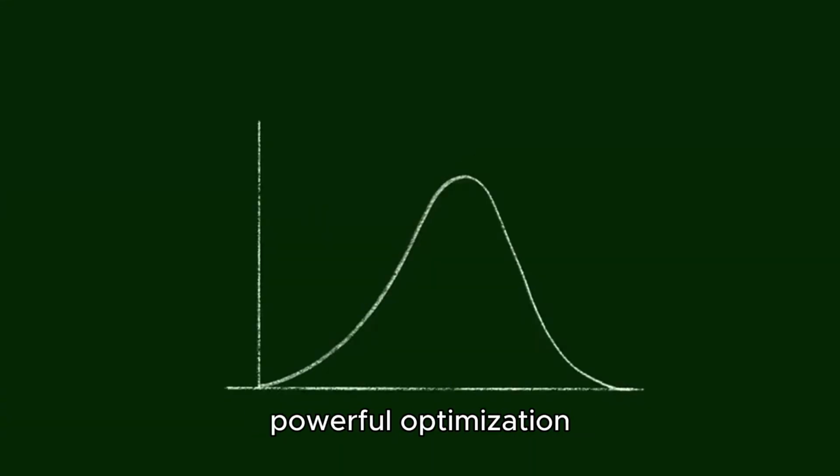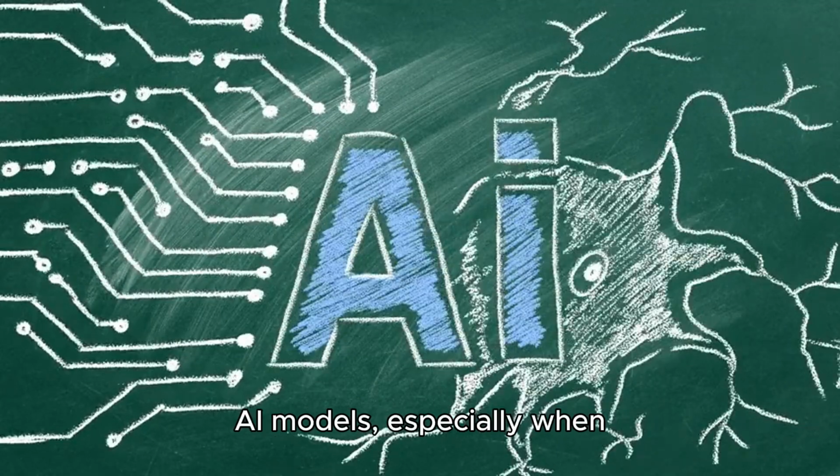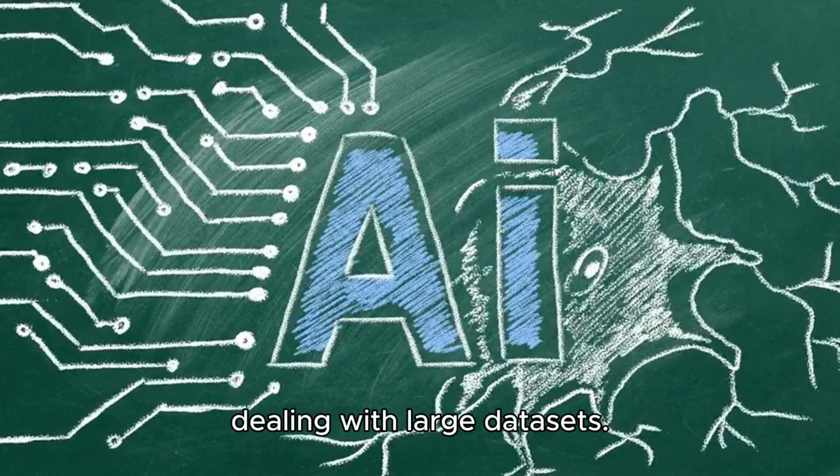To summarize, stochastic gradient descent is a powerful optimization technique that makes machine learning scalable and efficient. It's widely used for training AI models, especially when dealing with large datasets.